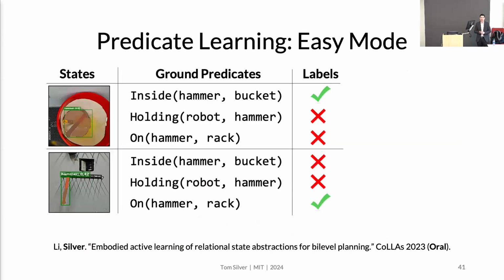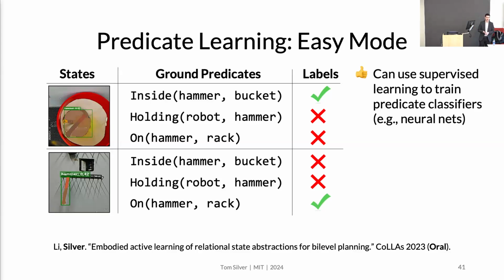But the much harder question is, how can we come up with predicates in the first place? So to make that tractable, let's start by talking about an easy version of this, where suppose that we have data that's of this form, where we have states and we have ground predicates and we have labels saying in these states for these ground predicates, yes, they hold or no, they don't hold. So suppose that we've just been handed this kind of data.